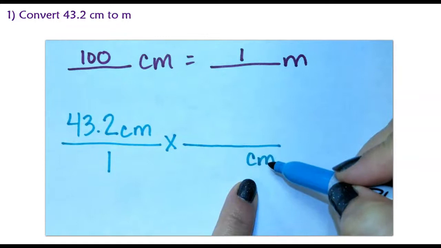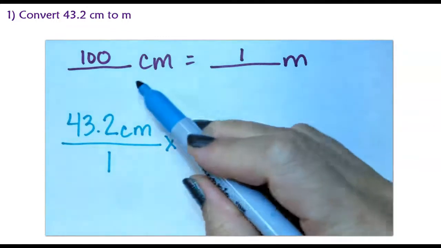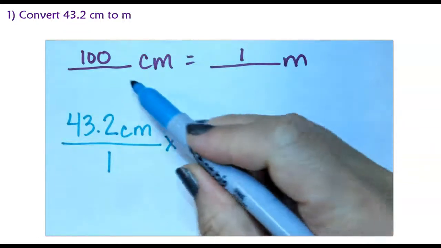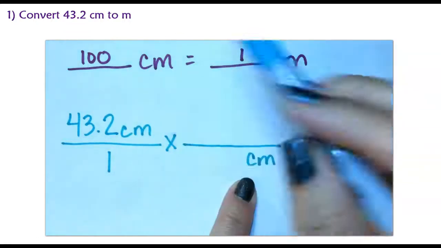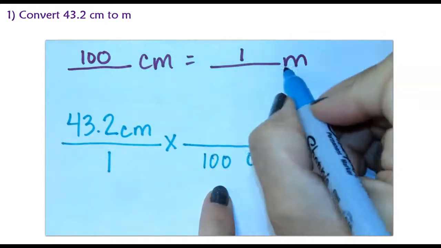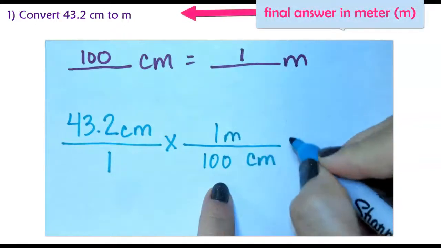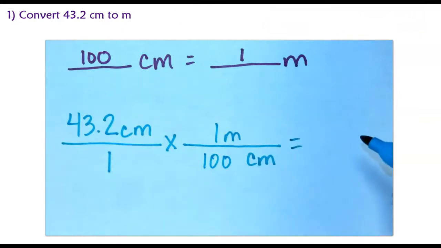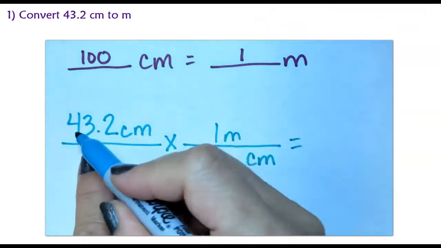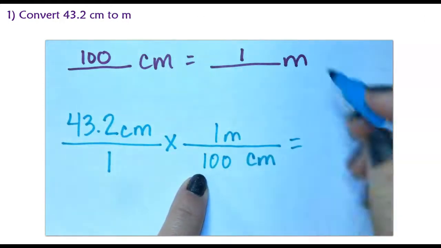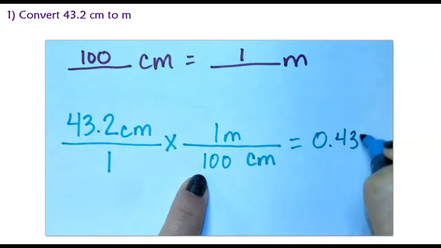Now in this spot, I want to use a conversion factor. I want to use this conversion factor, and I'm going to make it a fraction. Since centimeter is at the bottom, I'm going to put 100 next to the centimeter at the bottom, and then I'm going to put what it equals on top, 1 meter. And then because I want my final answer to be in meter, I can stop here. In order to calculate this, I'm going to type 43.2 divided by 100 in my calculator, and that's going to give me 0.432 meters as my final answer.